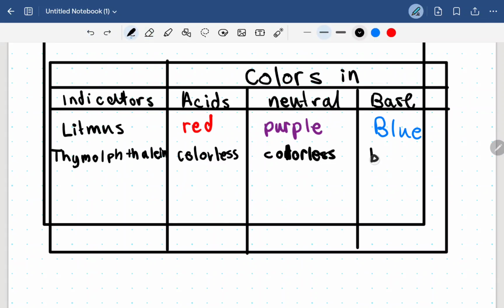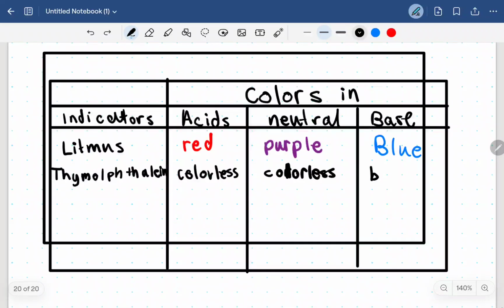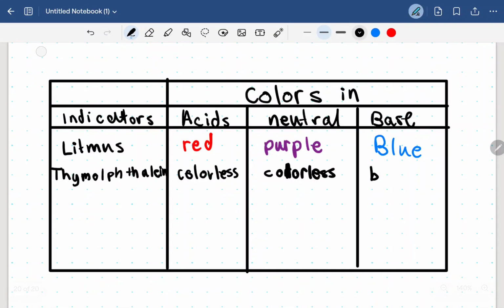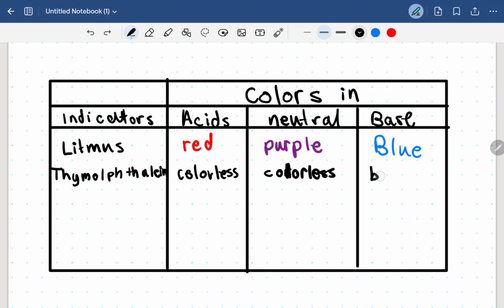Oh my gosh, what keeps happening with this? Huh? Okay, this is actually weird. I'm just not gonna try erasing anything. Blue.